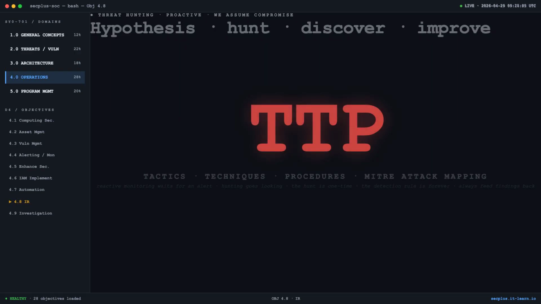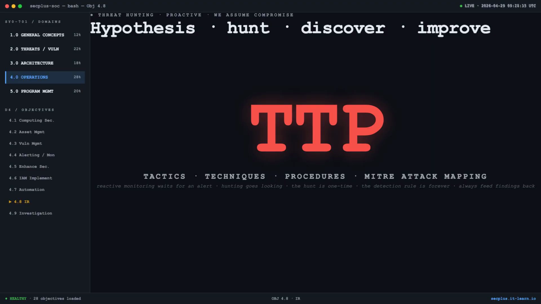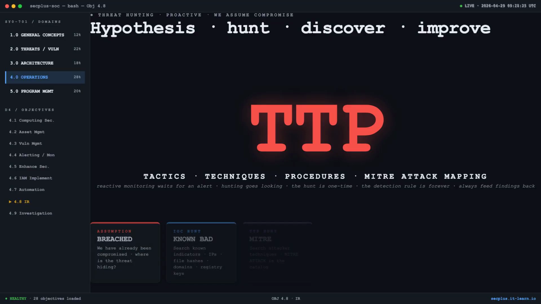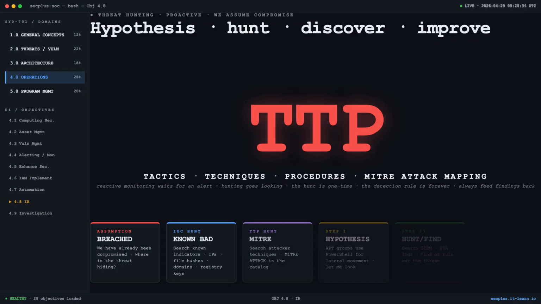IOC-based. Search for known indicators, IP addresses, file hashes, domain names, registry keys. TTP-based. Search for attacker techniques based on threat intelligence, often MITRE ATT&CK. TTP stands for tactics, techniques, and procedures. Hunting process. 1. Hypothesis. Form a theory about where a threat might be, like APT groups use PowerShell for lateral movement. Let me look for unusual PowerShell activity.